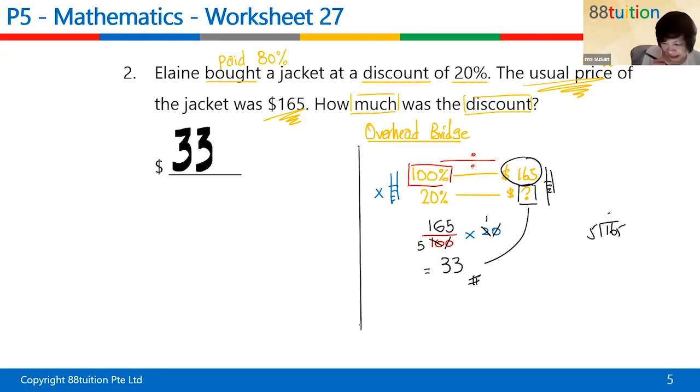Now, another type of method is that I know that there is a 20%. So 20%, I change it into 20 out of 100. We say this is out of 100. So 20 out of 100 is called a fraction, and it is a fraction of 165. Same, I can reduce them to the simplest form. So divide by 5, and then divide by 5, 1 divided by 5, 33. Okay, so this is method number 2.